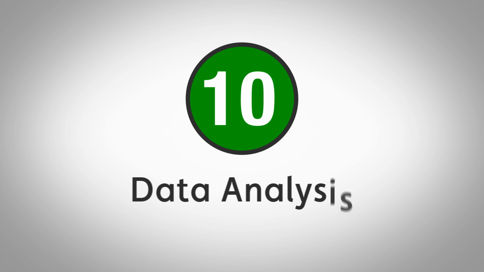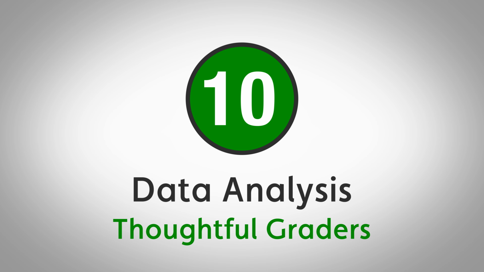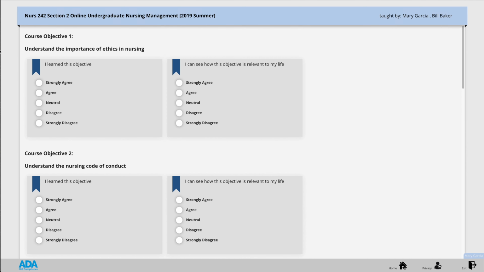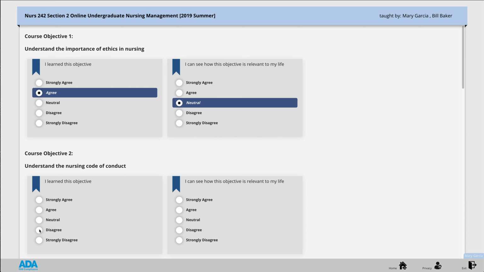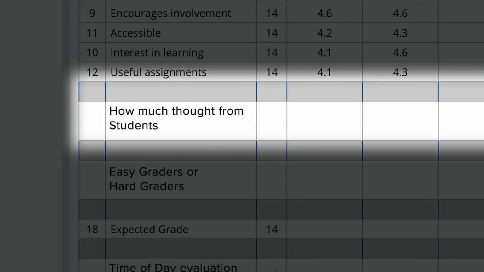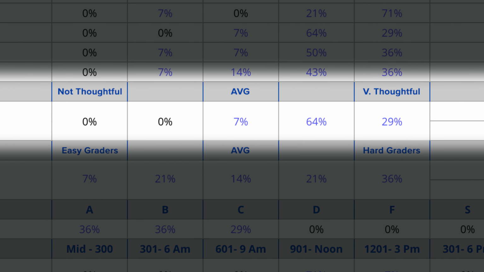Tip number 10. Include data analysis on the thoughtfulness of graders. Your survey system may have some sort of algorithm to help determine which students simply rush to complete surveys and students that actively think about their selections. Allowing instructors to filter thoughtful responders when viewing survey results will make a significant impact in finding the exact areas they need to improve.